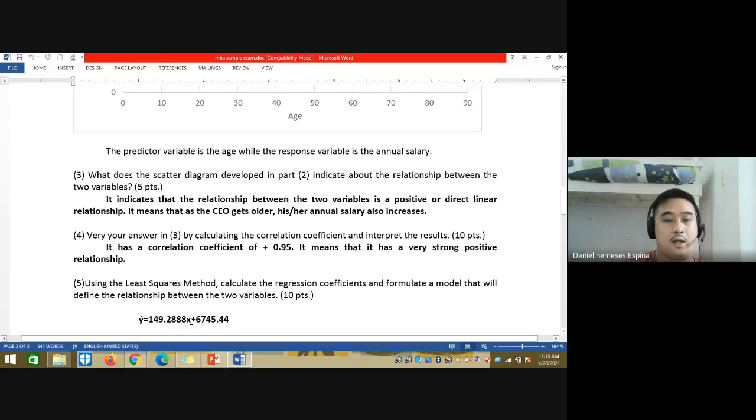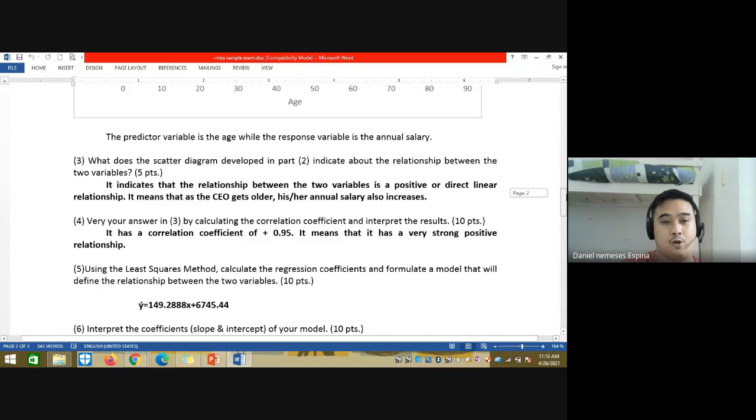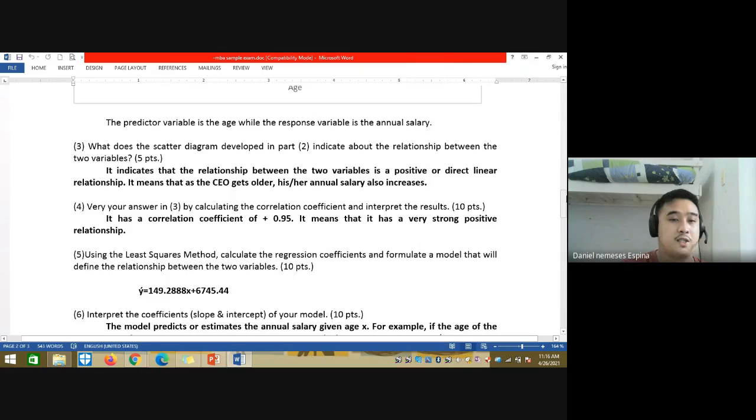So that's 149.2888x. X represents the age of the executive. So 149 multiplied by age plus 6,745.44. So that's our constant coefficient. So plus atong ibutang, it's because they are positively correlated. If negative pa ang coefficient, then our slope or the equation would have a negative nga component.